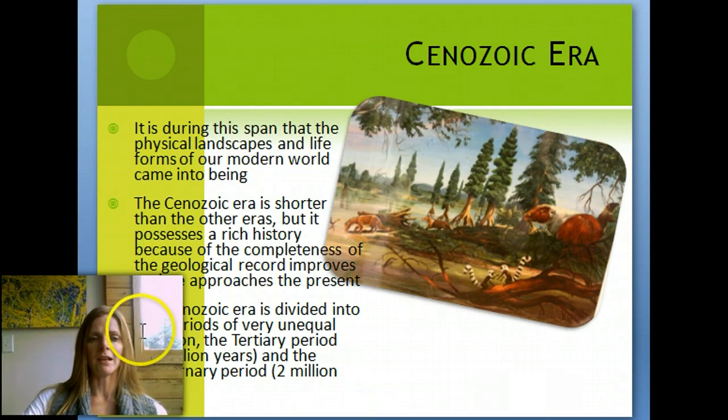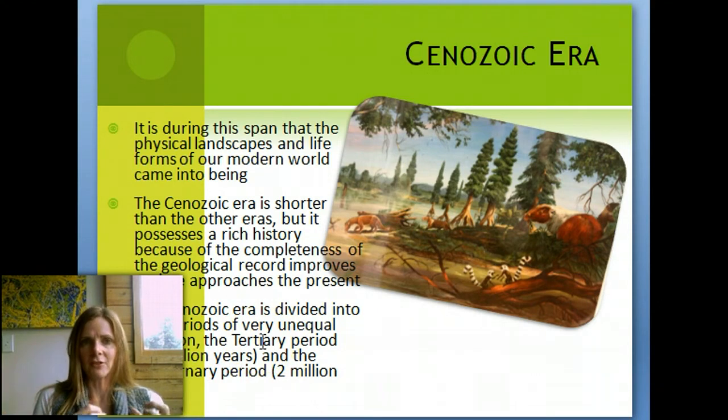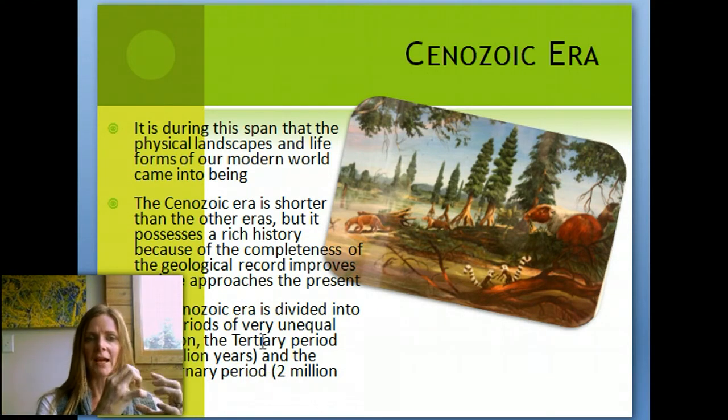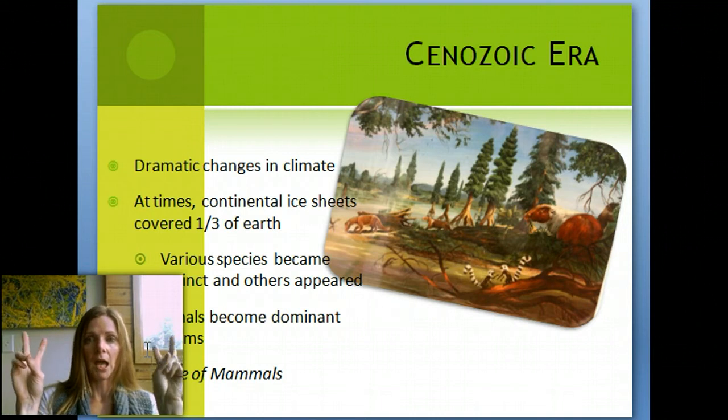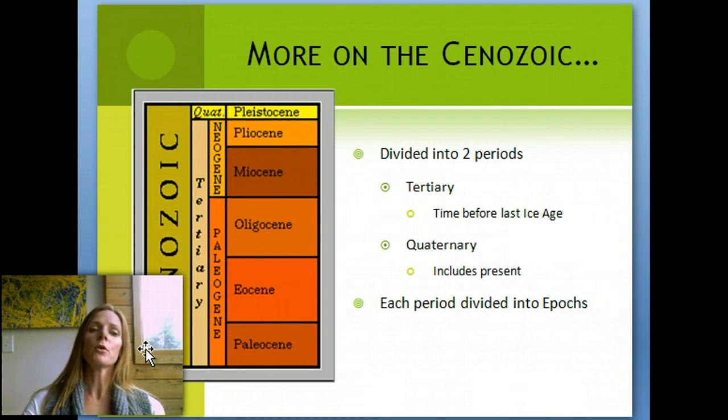The Cenozoic era is divided into 2 periods of very unequal durations. We call it the Tertiary period, which is 63 million years long, and then the Quaternary period, which is only 2 million years. Okay? Kind of weird that so much of the Cenozoic era belongs to that Tertiary period. Dramatic changes in climate. We had at times continental ice sheets that covered a third of the Earth. Various species became extinct due to those ice age type things. Mammals become the dominant life form. We call this the age of mammals. Woohoo! Go mammals!